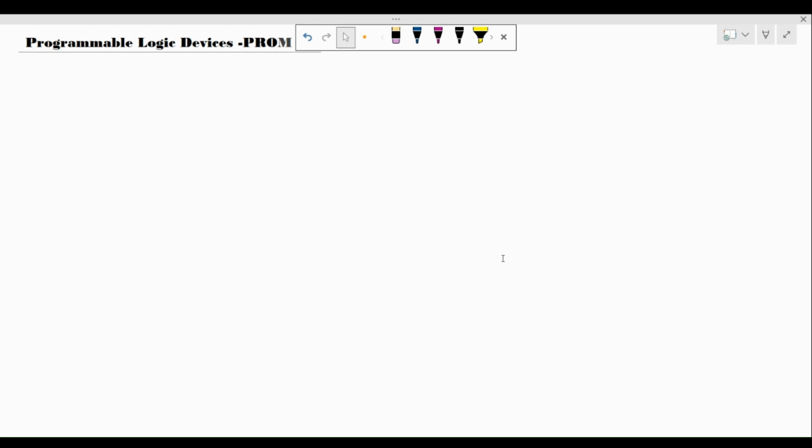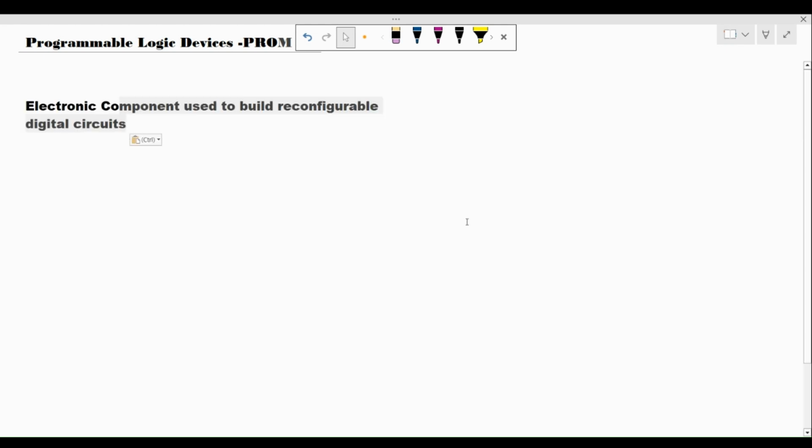So, PLDs or Programmable Logic Devices are basically electronic components, and these components are used to build reconfigurable digital circuits. That is the major difference between a combinational logic circuit and a reconfigurable logic circuit. In a combinational logic circuit, we know what output is going to come out of the circuit for a specific set of inputs. Rather, we know what function it is going to implement even before we rig it up.